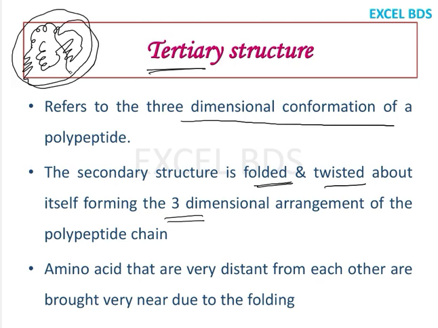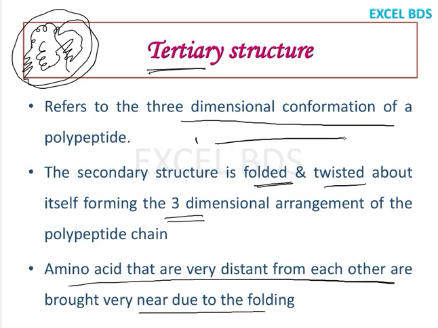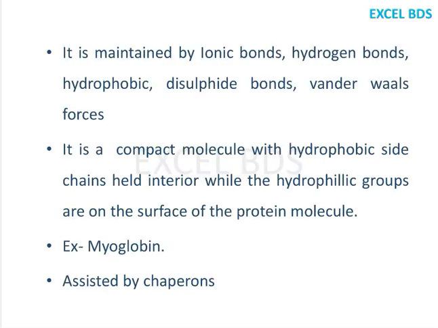A protein undergoes multiple foldings or twistings to form one protein. So the amino acids that are very distant from each other are brought very near due to the folding. For example, the first amino acid and the 100th amino acid, because of folding, they both come nearby each other.